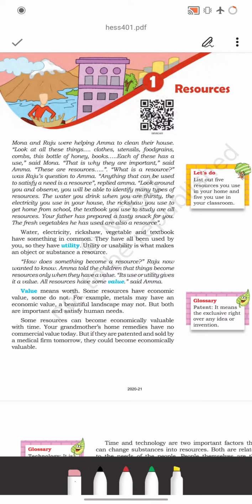And she explained, "Look around you and observe. You will be able to identify many types of resources. The water you drink when you are thirsty, the electricity you use in your house, the rickshaw you use to get home from school, the textbook you use to study, all are resources." And she said, "Your father has prepared a tasty snack for you. The fresh vegetables he has used are also a resource." In that para, we can clearly know what resources are. The things which surround us, the things which are useful for us are all called resources.